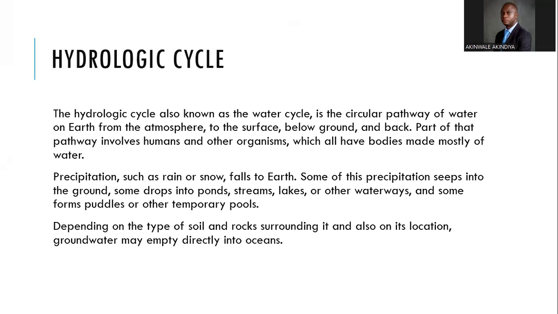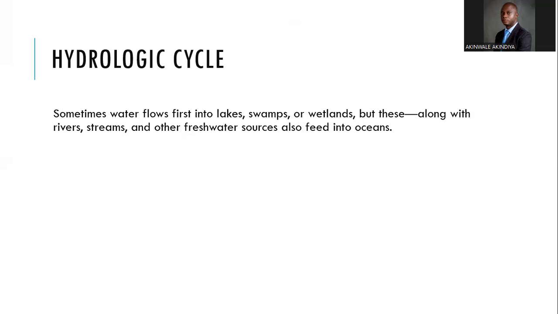Precipitation, such as rain or snow, falls to earth. Some of this precipitation seeps into the ground. Some drops into ponds, streams, lakes, and other waterways, and some into puddles or other temporary pools. Depending on the type of soil and rocks surrounding it, and also its location, groundwater may empty directly into oceans sometimes. So water bodies globally are connected one way or the other.